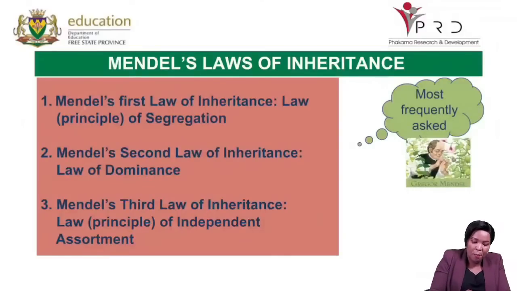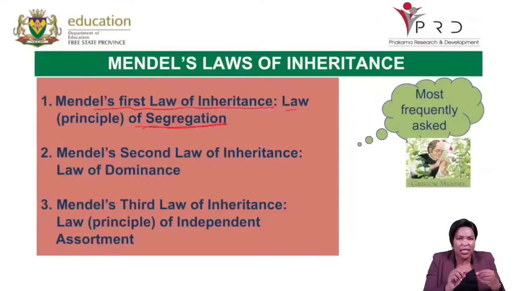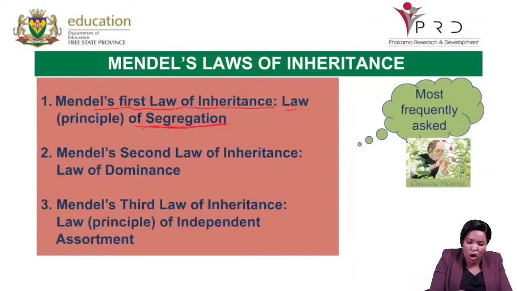So you must know Mendel's first law of inheritance. This is the law of segregation. Remember, he was working with the peas and he started segregating, and then he saw that, so now the law of segregation. Then the second law of inheritance is the law of dominance. So you must just remember, law of segregation, law of dominance.